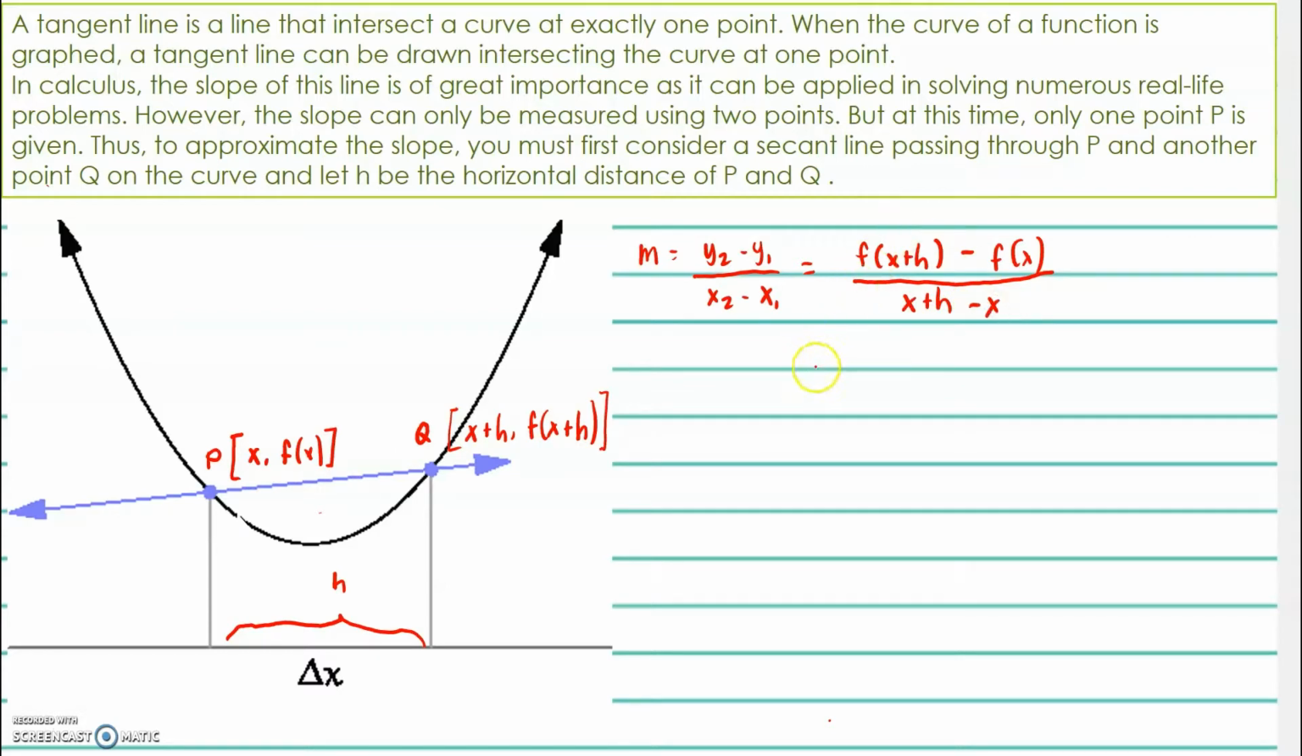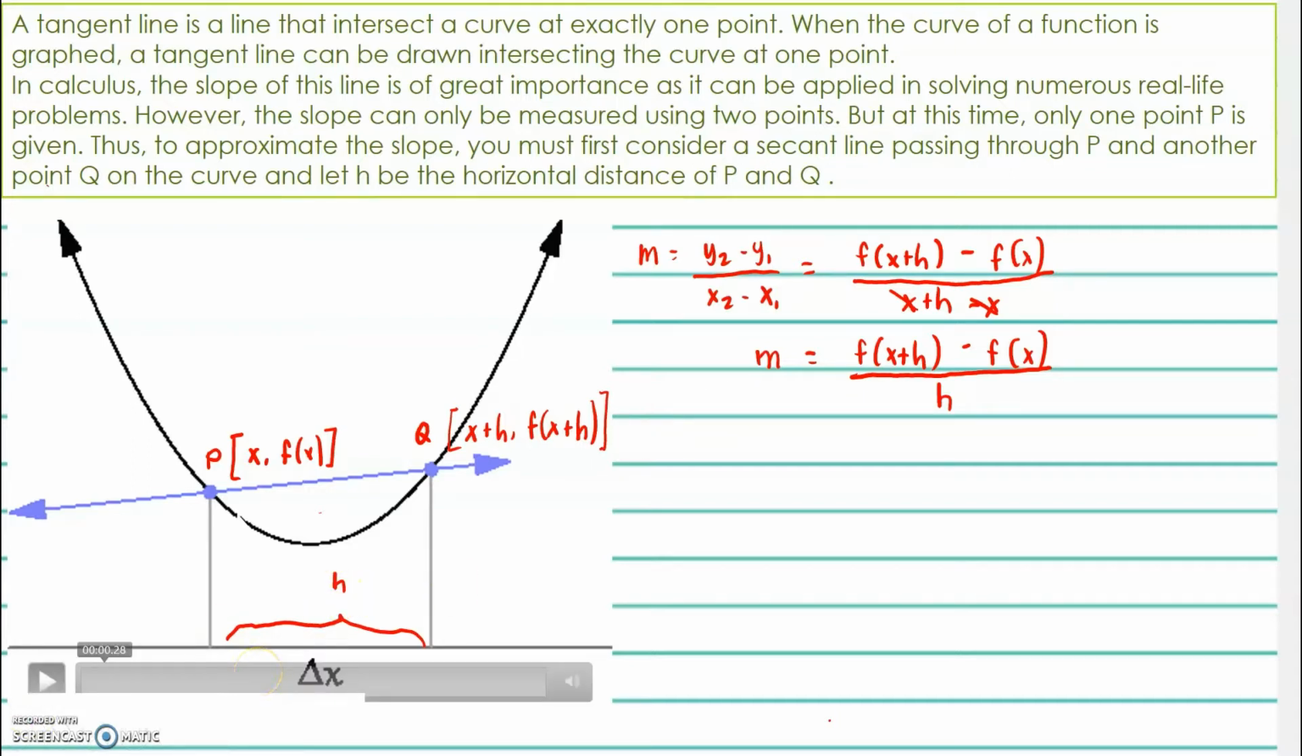Now let's simplify first. So you have f of x plus h minus f of x over, okay, combine like terms, so we can cancel out x and negative x, so we are left with h. Now basically this is now the slope, or how to find the slope of the second line passing through points P and Q on our graph.